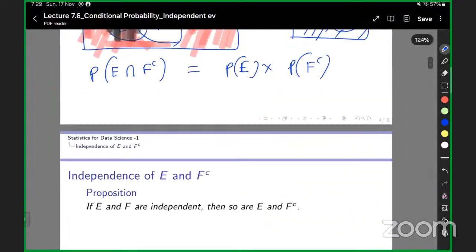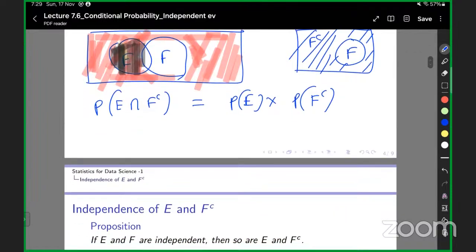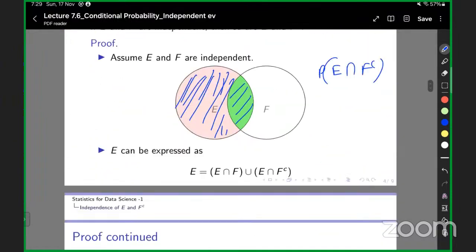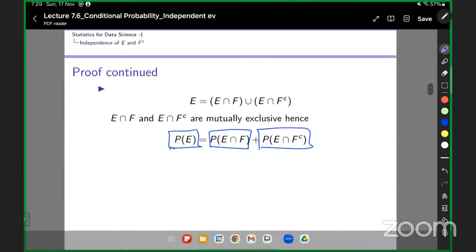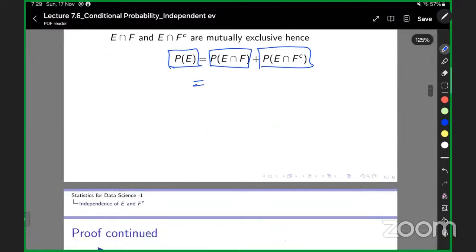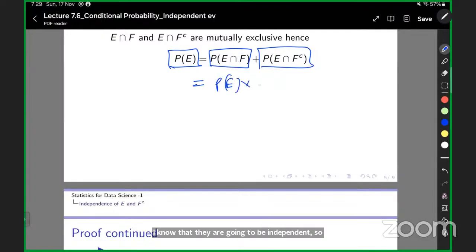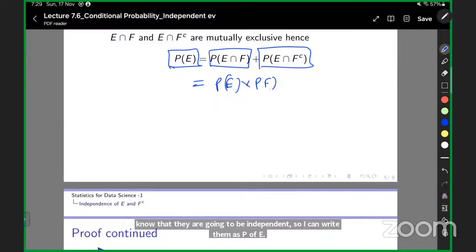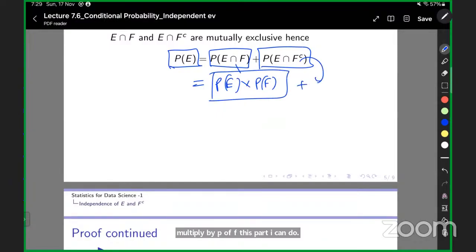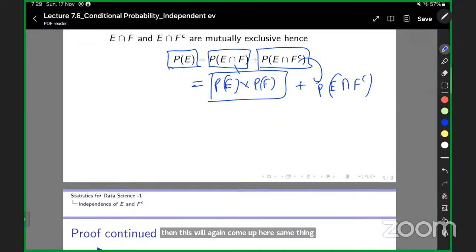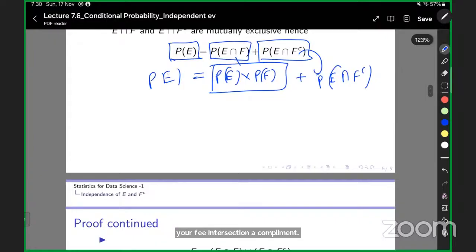If I was saying, here we reach, right? So let's see. I know that they are going to be independent, so I can write them as P of E multiplied by P of F. This part I can do this whole thing, right? Then this will again come up here, same thing, P of E intersection F complement, right? And that's what P of E is.